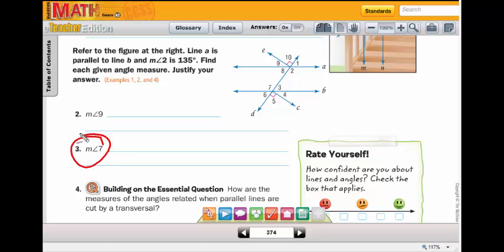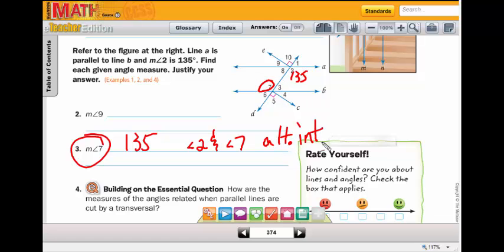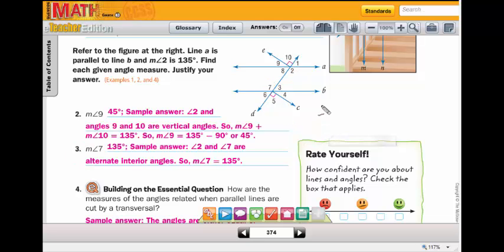Now let's look at the measure of angle 7. In this case, we have angle 2 again is 135 degrees, and they want us to give the measure of angle 7. Well, this is easy. Angle 7 is also 135 degrees because angle 2 and angle 7 are alternate, and they're both inside, so they're alternate interior is your explanation. So now let's take a look at this and see the way they did it.